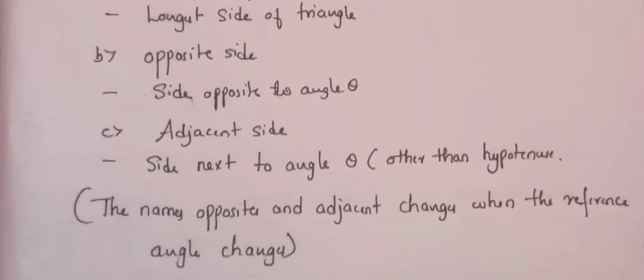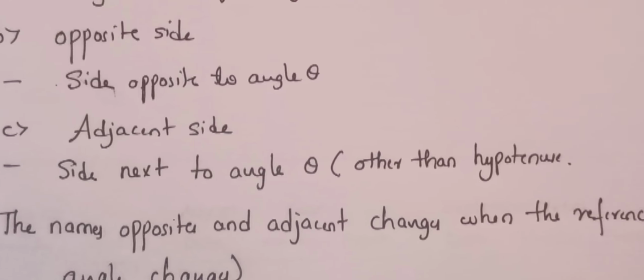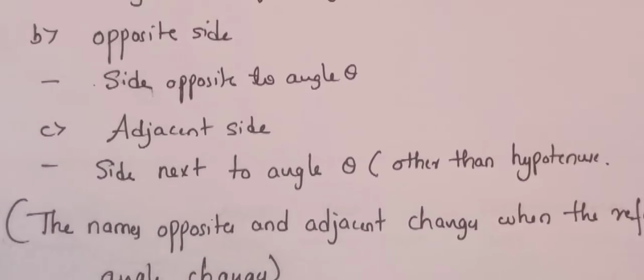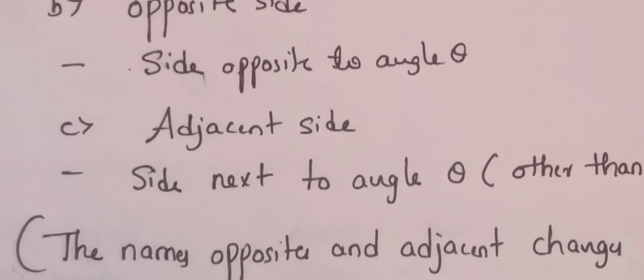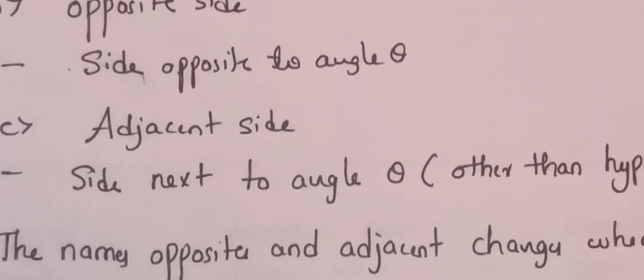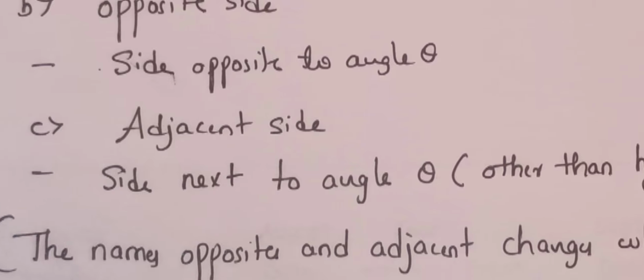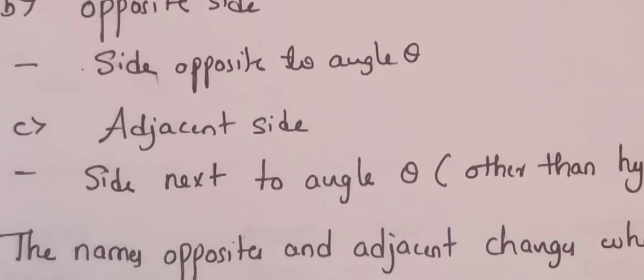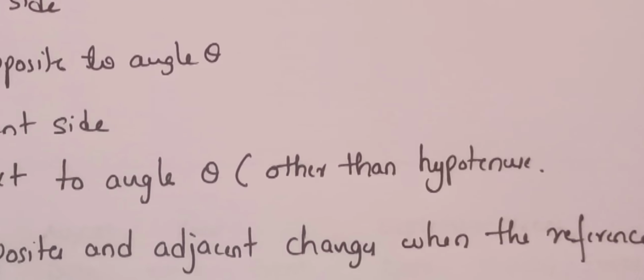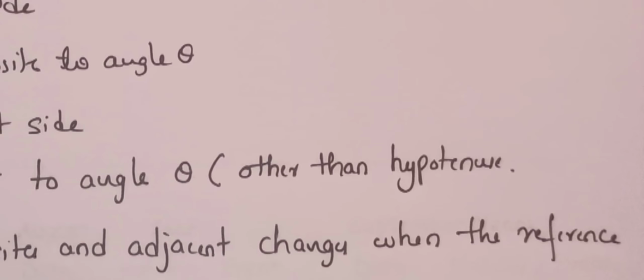So, the next topic is naming the sides of a right angle triangle with respect to the angle theta. The sides are named as follows. You can see the right angle triangle. I drew two right angle triangles. The first one is ABC. Here B is the right angle, 90 degrees, and this is the angle theta.